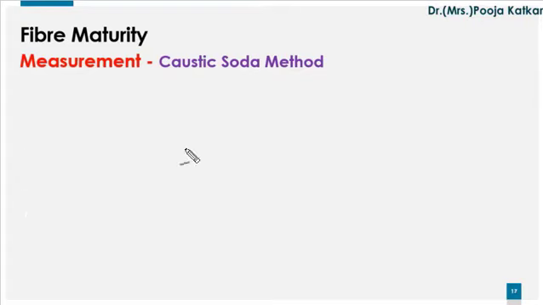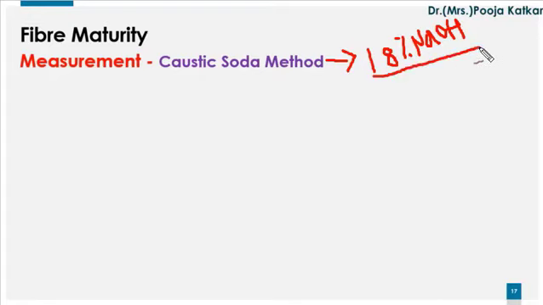maturity. To assess maturity of cotton fibers, we have to take help of caustic soda, and the strength of caustic soda is 18%. We have to take 18% NaOH and we have to treat the fibers with this 18% NaOH. Now basically when you treat the cotton fibers with 18% NaOH, then fiber gets deconvoluted.